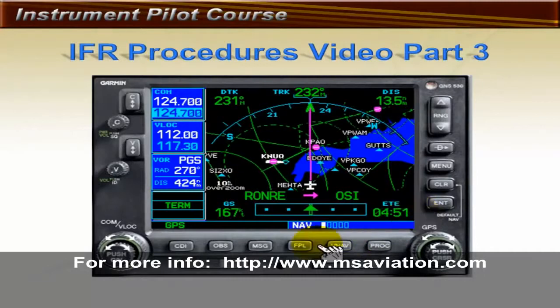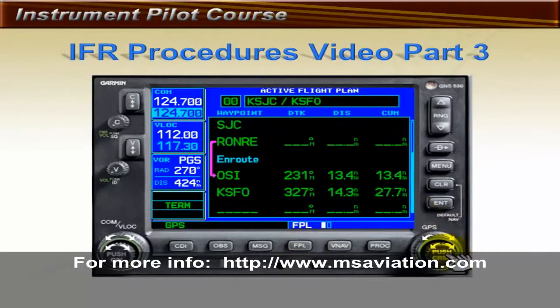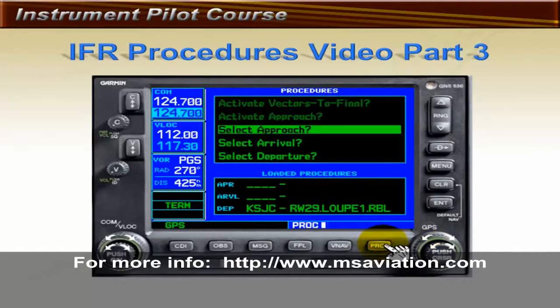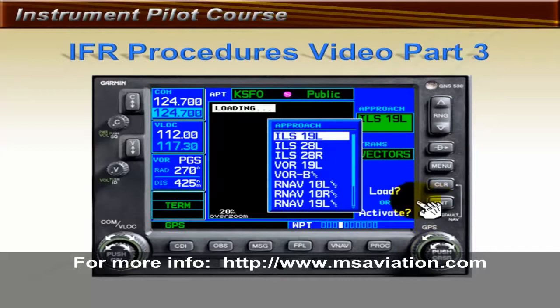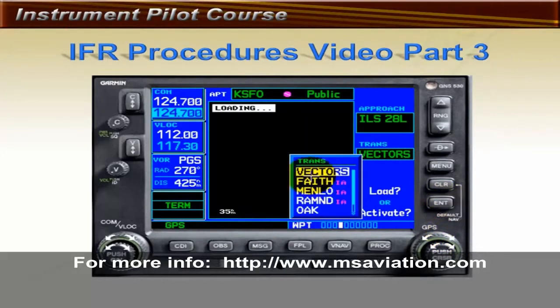And the way I'm going to do that is I'm going to go to Flight Plan, go down here to San Francisco, choose Procedure, and now select Approach, Enter. Here are the available choices, and I'm going to choose the ILS 28 left. And we'll enter. And how are we going to do that? Vectors, Faith intersection, Menlo, we'll use Menlo as an initial approach fix.